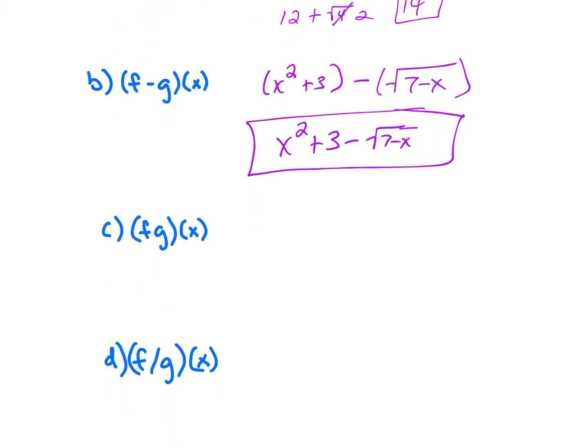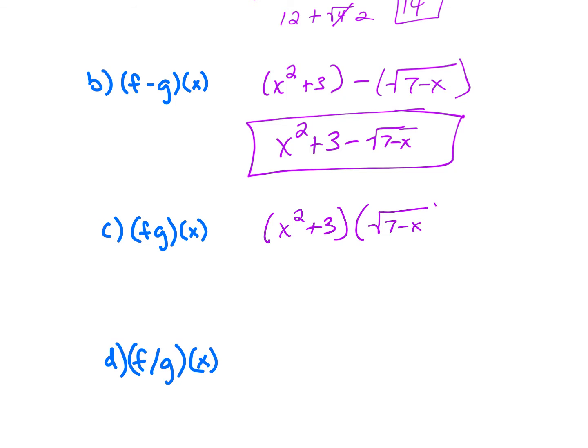All right. If I have f times g, my f function is x squared plus 3 times the square root of 7 minus x. Yes? Can I really do anything to this? No. That's it. Don't bank on having a lot of these where you just have to write them down and it's just like, oh, I'm done. Just showing you that sometimes it happens.